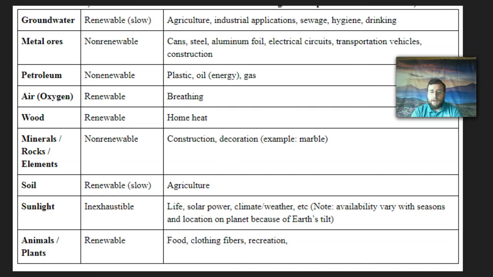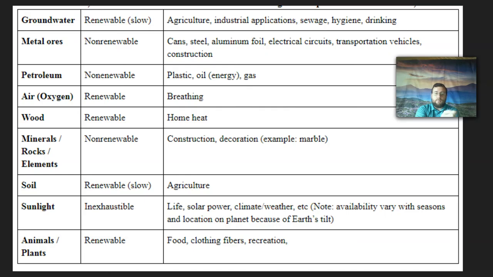And of course, that powers life, and you can use it for solar power. All the climate and weather on this planet is powered by it. So it's a huge, important thing that we use. And of course, the availability of that varies across seasons and locations of the planet because the equator gets more sunlight than the poles do. And then who gets more sunlight depends on the time of the year because the earth is tilted. There's the seasons, right? So that's a resource that varies across the year to some extent.